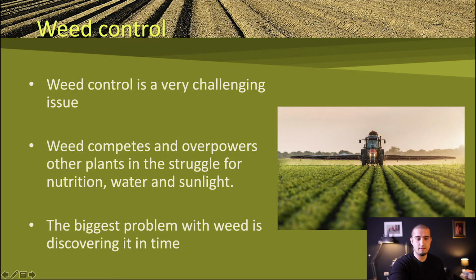Weed control. As we did our research of areas that require digitalization, we found that weed control is one of the most challenging issues when dealing with any type of farming. As some of you may know, weed is somewhat of a pest that competes with and overpowers other plants in the struggle for nutrition, water, and sunlight. Over the years, there have been many tactics developed in this everlasting battle against weed. We have manual removal, the most basic and oldest one, where a person manually tries to find the weed and remove it.